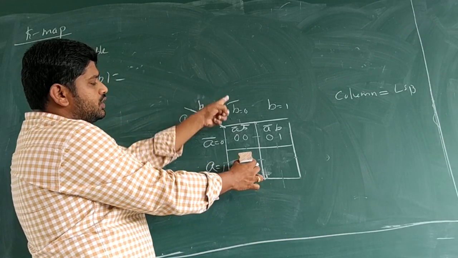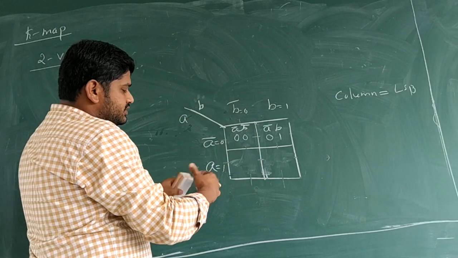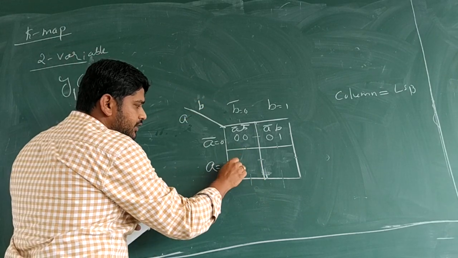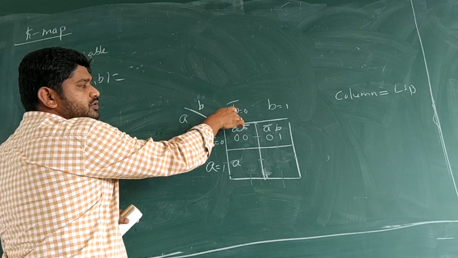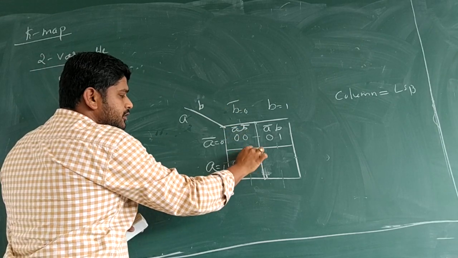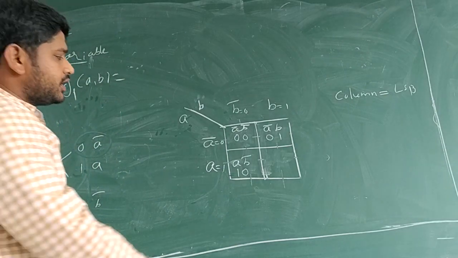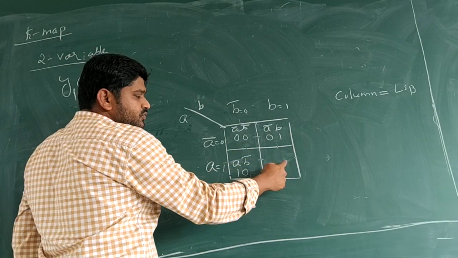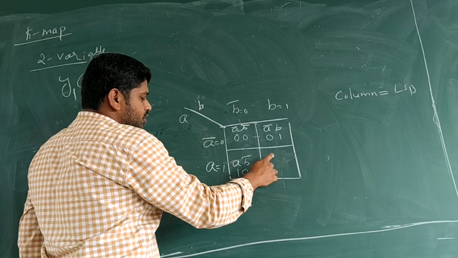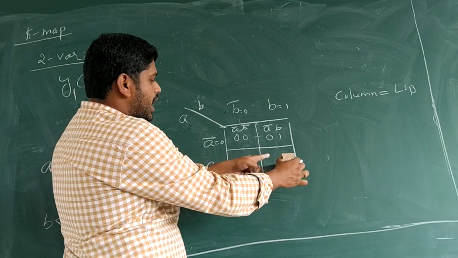Second row, first column. Second row left, A is 1. Second row top, B is complement. Hence, what is the combination? 1 and 0. Okay, second row last. Means second row, second column. Look at the left and the top.